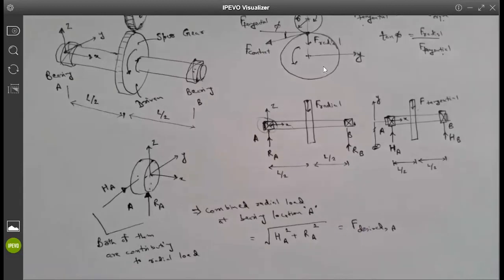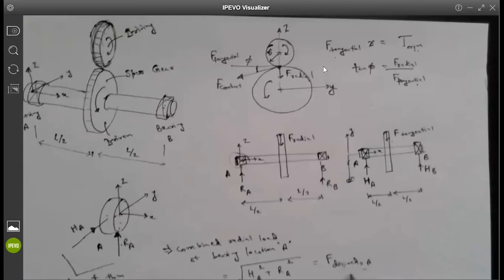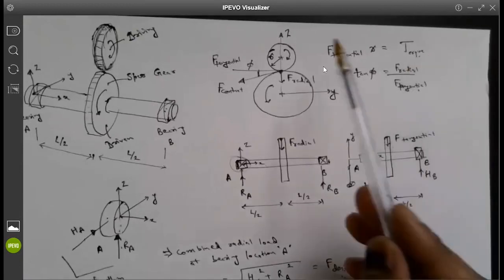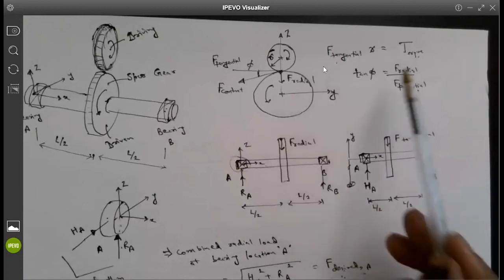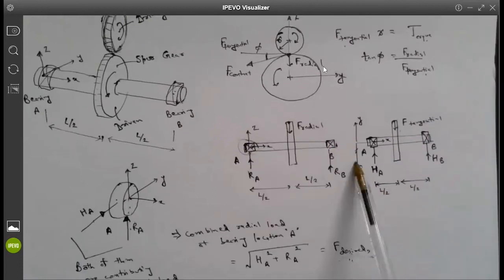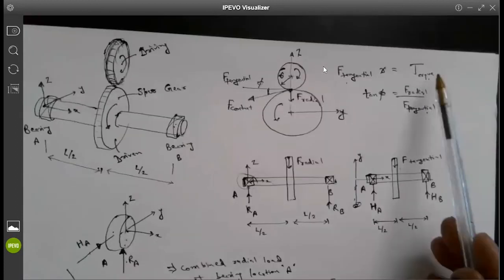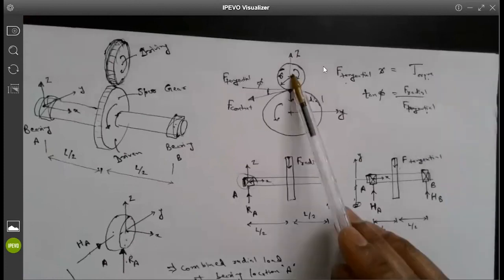Are you guys with me? You just take the resultant of these two radial loads. That's what your F desired at A is. Now, why am I saying desired? Because this is derived from your torque to be transmitted. Remember, you get this F tangential, then from F radial, you get the RA and HA reactions. So everything that you are getting is derived from the desired value of the torque to be transmitted from the driving gear to the driven gear.